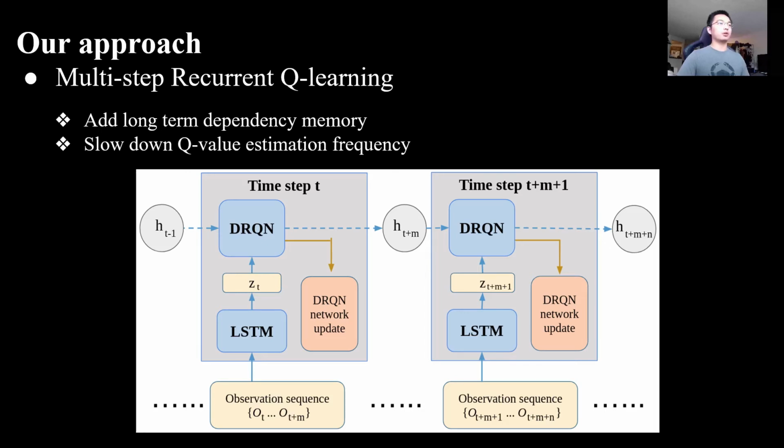The decision part is still Q-value prediction, which is made based on the hidden layer vector h from the last step and the current observation vector z. As a result, the time dependency of the memory becomes longer. The decision frequency slows down as well. That's why we call our approach multi-step recurrent Q-learning.